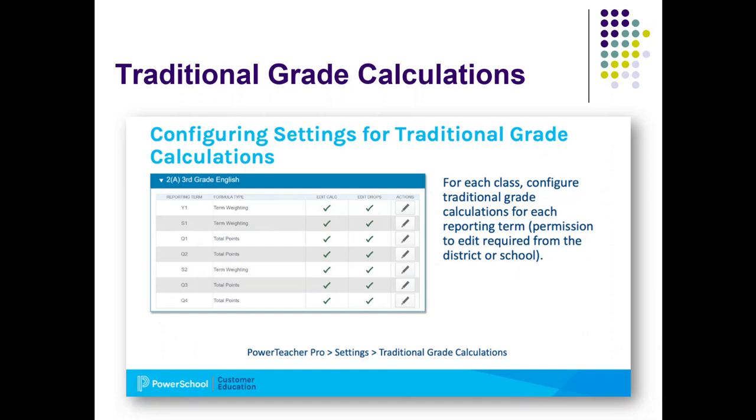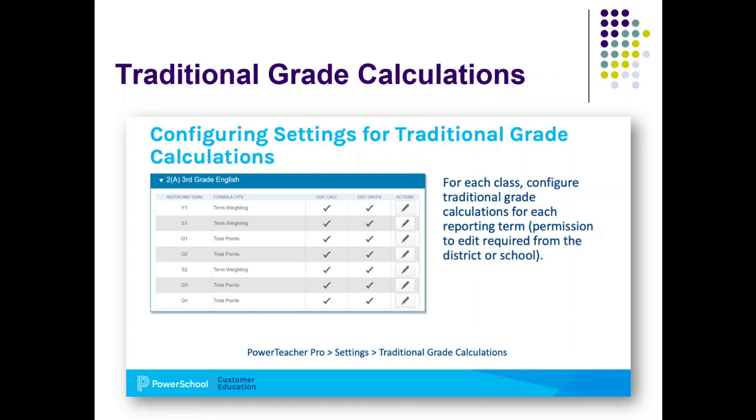So from PowerTeacher Pro, clicking on Settings, you will see traditional grade calculations. This is where you're going to configure settings for your traditional grade calculations. Again, that is done by hitting the pencil icon to open up the window. That's going to allow you to say whether or not you're going to choose term weighting, total points.